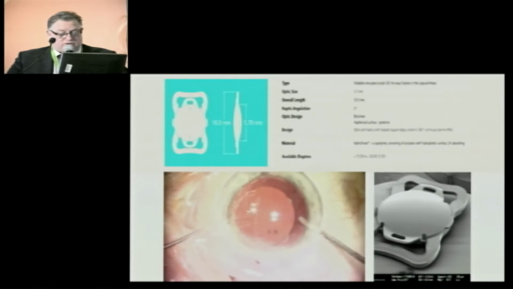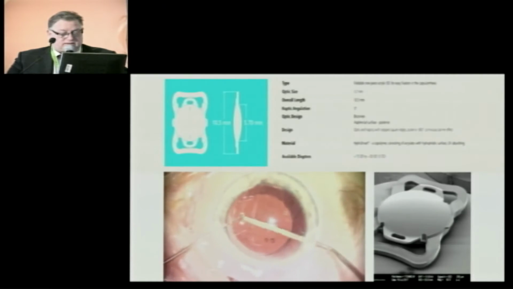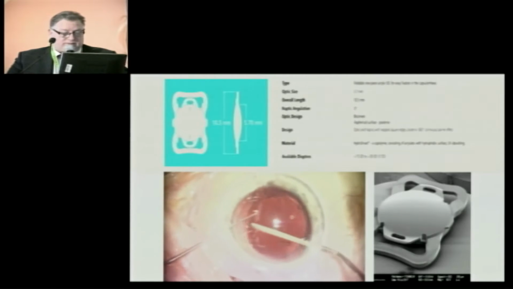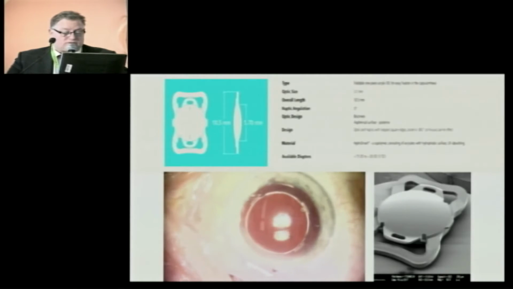There's a certain learning curve to do that. This is one of my first cases. At the beginning, it may take 1 or 2 minutes longer for the whole surgery, but then it's quite easy to do.